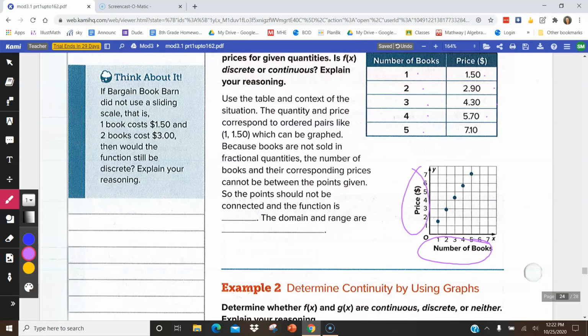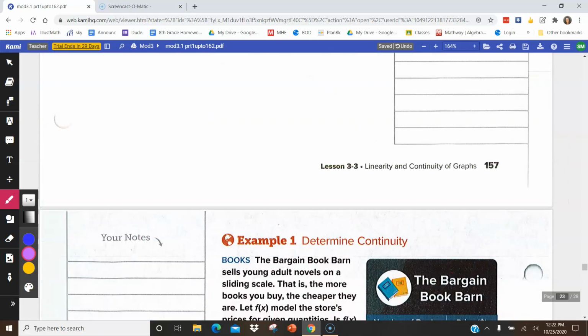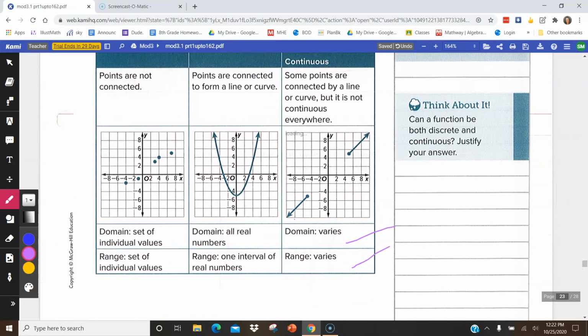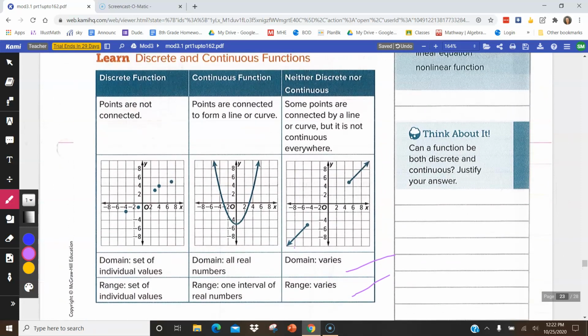So when looking at that, I don't buy a half a book. I only buy 1 book or 2 books or 3 books. I'm not going to buy a half a book. So this is going to be considered a discrete graph. If you look at our discrete graph, the points are not connected.